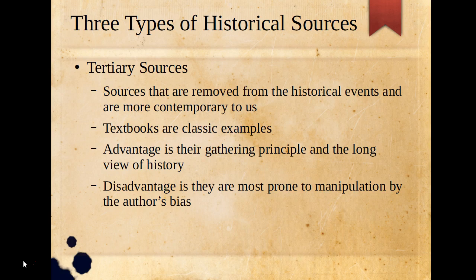So textbooks' advantage is their gathering principle. Out of all the things that happened historically, what are the things most worthy to be remembered? And so you get that teacher's perspective, so they can gather, but the perspective is only as good as the gatherer, only as good as the historian can give. And the disadvantage then is that these documents, the tertiary ones, your textbook, they're the most prone to manipulation by the author's bias.